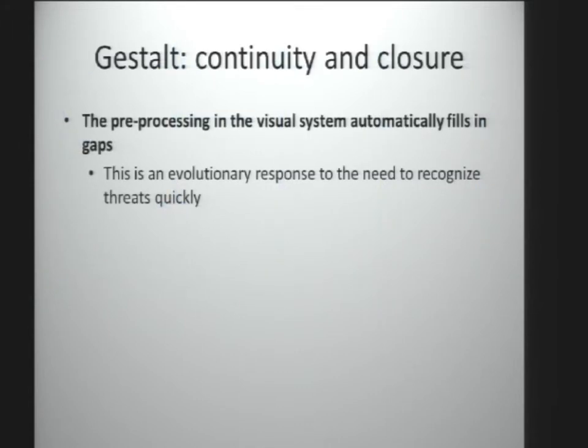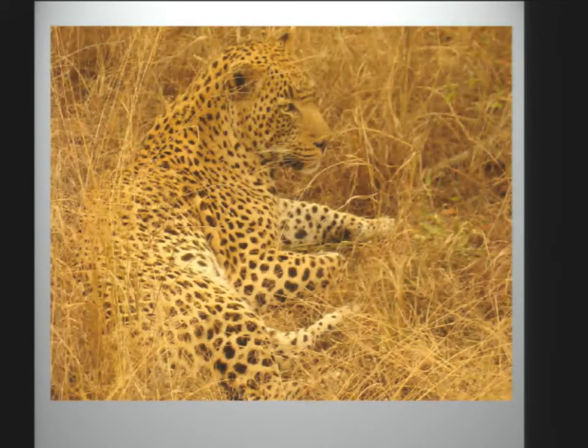There's also the principles of continuity and closure. This again comes out of the way our visual system works, and it's not too surprising that our visual system works this way. It's a simple matter of evolution. Your visual system is tuned to see that leopard right away, despite the fact that not all of it is visible, because the ones who weren't tuned to see the leopard right away were eaten for the leopard's lunch and didn't have any children.